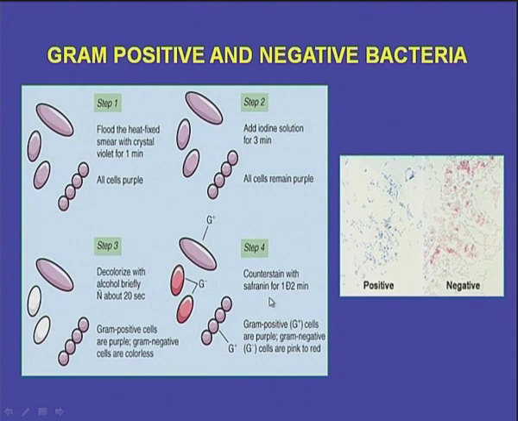And counter stain with safranin for about 1 to 2 minutes. You see the gram positive cells are purple, whereas the gram negative cells are pink to red in color. And this shows how, under the normal compound microscope, we see the slide of positive and negative bacteria.